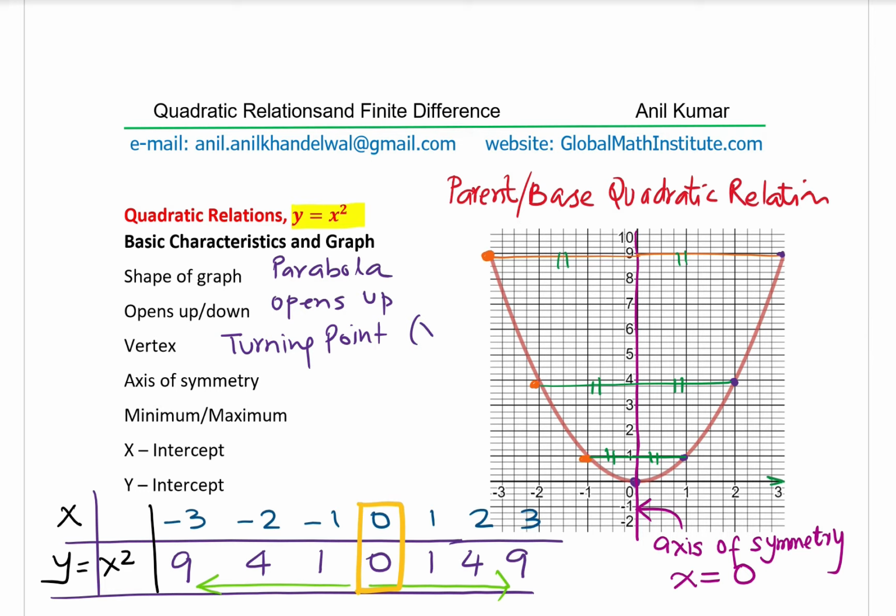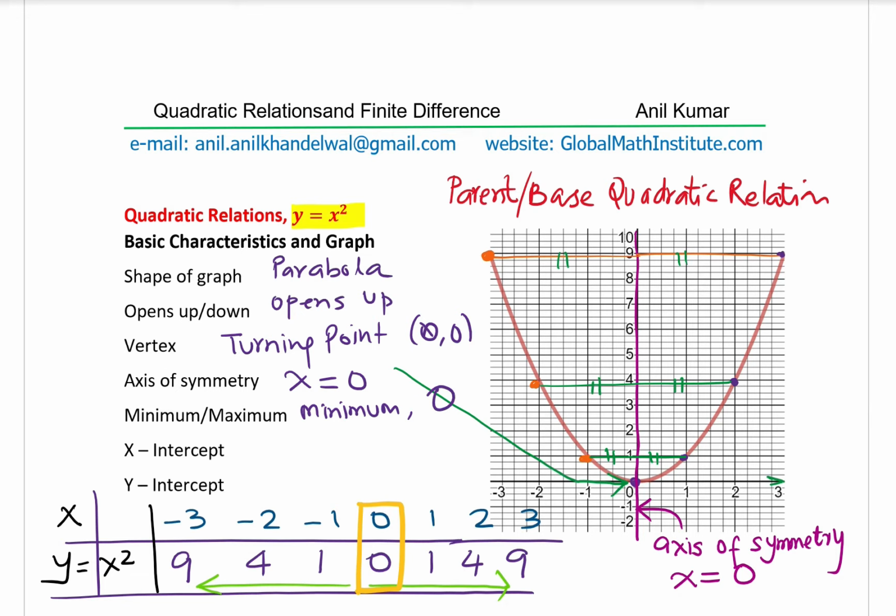For x squared, it is 0, 0, the origin itself. So let me label this as the vertex. The axis of symmetry, which we have already talked about, is x equals 0, the vertical line. Maximum or minimum value. Well, when it opens up, we have a minimum value. And the minimum value is 0. The y value we are interested in.